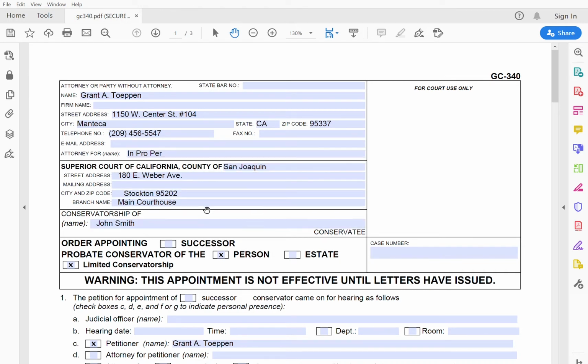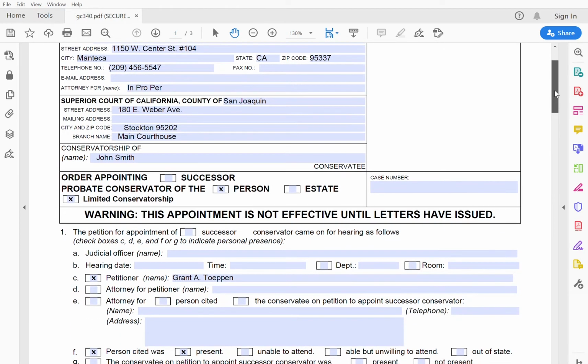Superior Court, I am applying in San Joaquin just because that's where I do a lot of these. Typically, this is wherever the limited conservatee is domiciled is the correct court. I make sure I get the address right. Some counties have more than one courthouse, and I want to make sure I get the right one. If the mailing address is the same as the street address, I leave it blank. Conservatorship of. I've made up a name, put it here, John Smith.